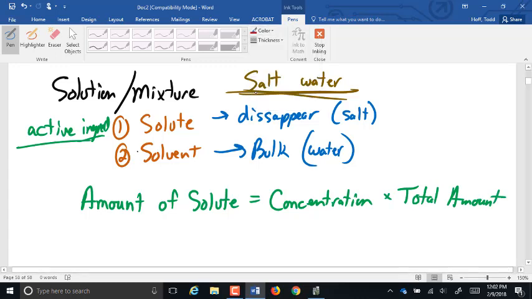Now, there are some strange things that occur as far as total volumes and stuff like that when we do solutions. We'll talk about that a little bit more later on in the course in Unit 3 when we talk about actual dosage calculations. For right now, we're going to keep it relatively simple.